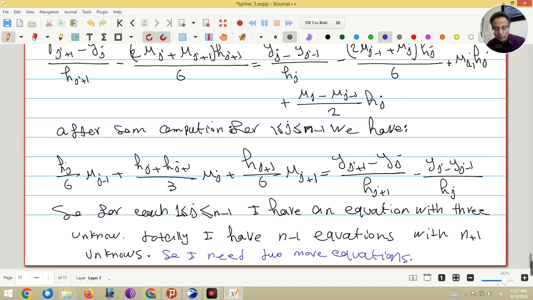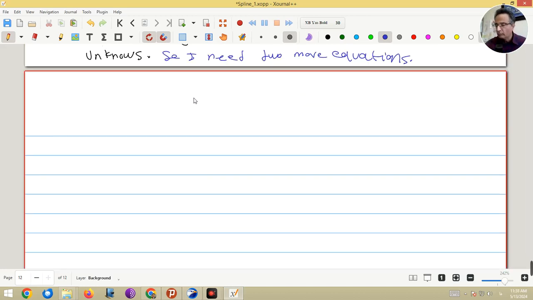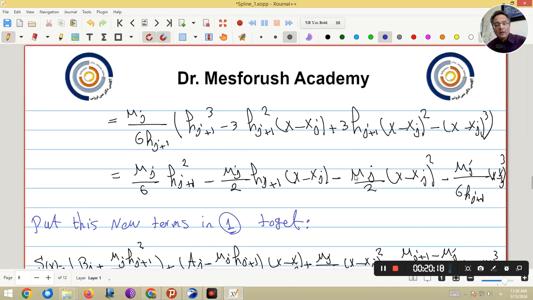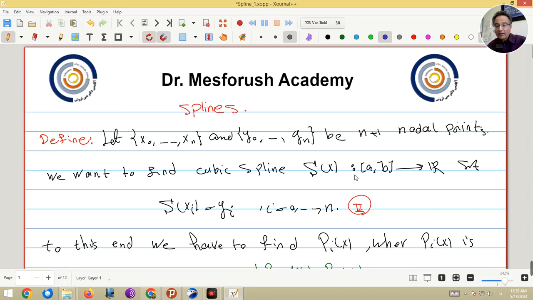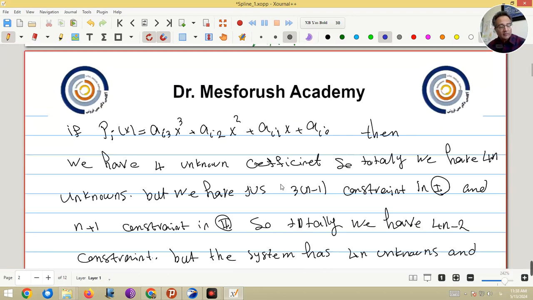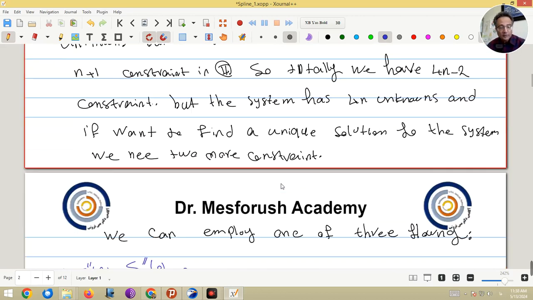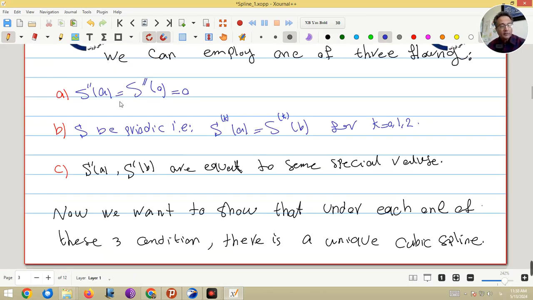I need two more equations, and these equations should in fact have the M_j's as unknowns. These two equations will come from one of the three conditions that I mentioned in the first part of the lecture. Let me show you here. They will come from these conditions, okay?